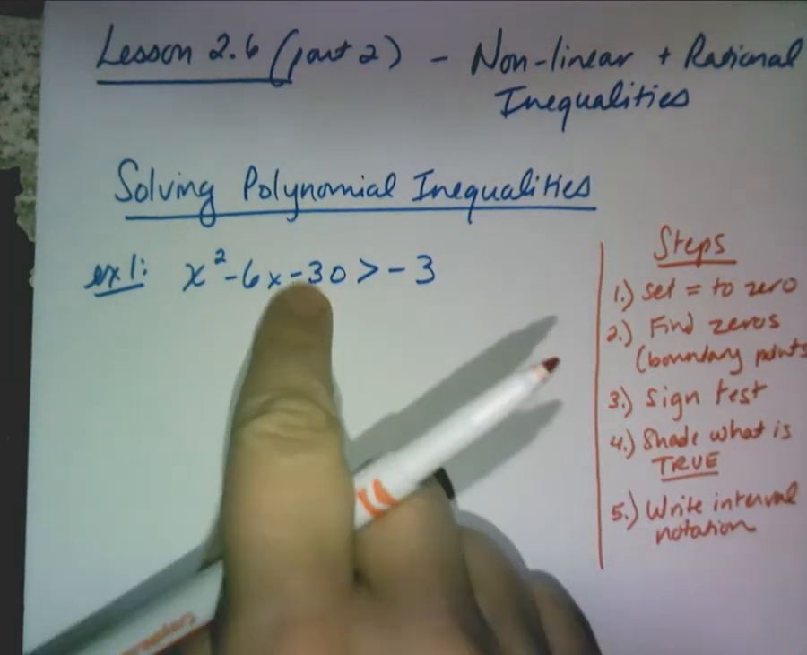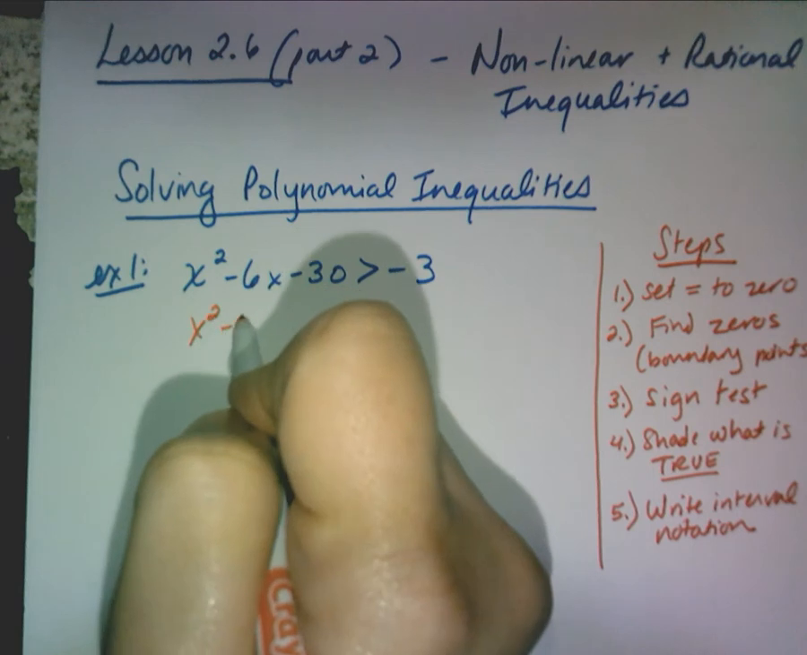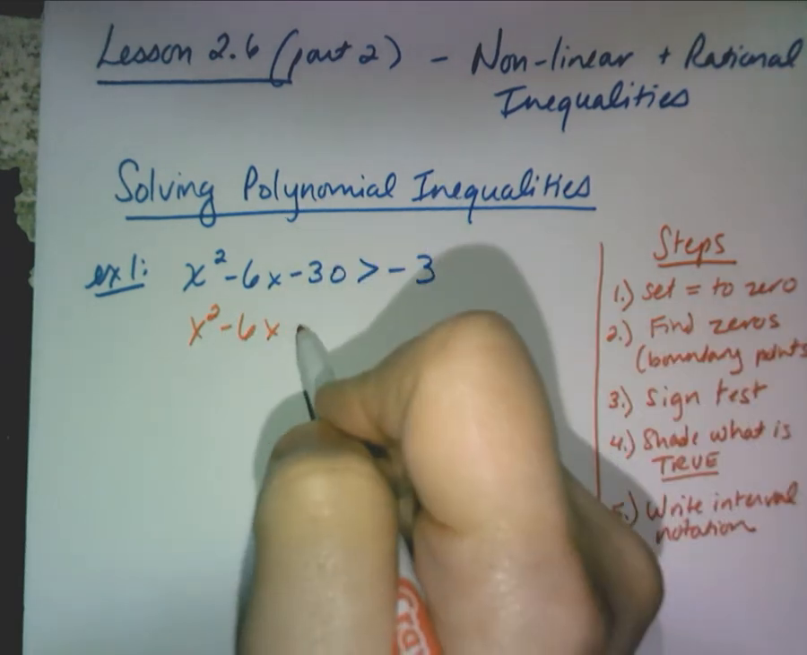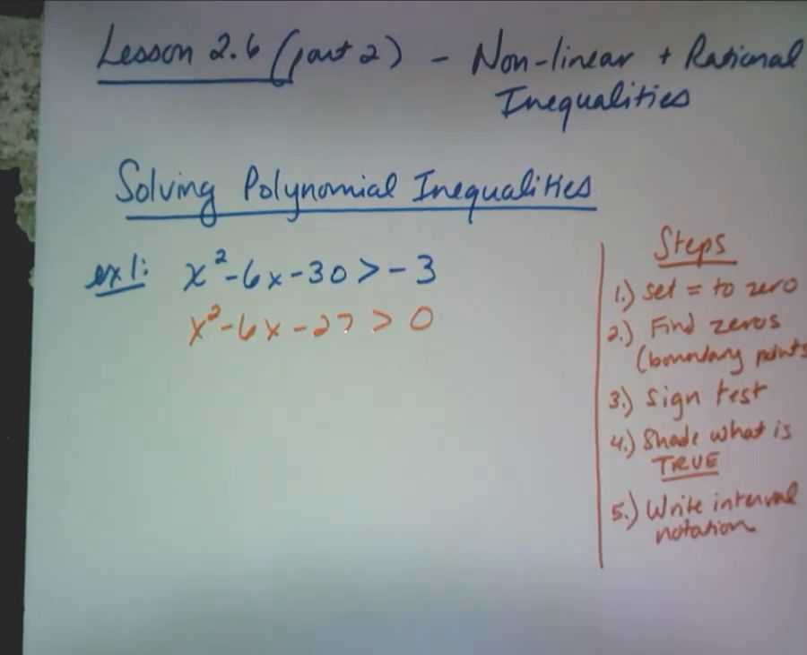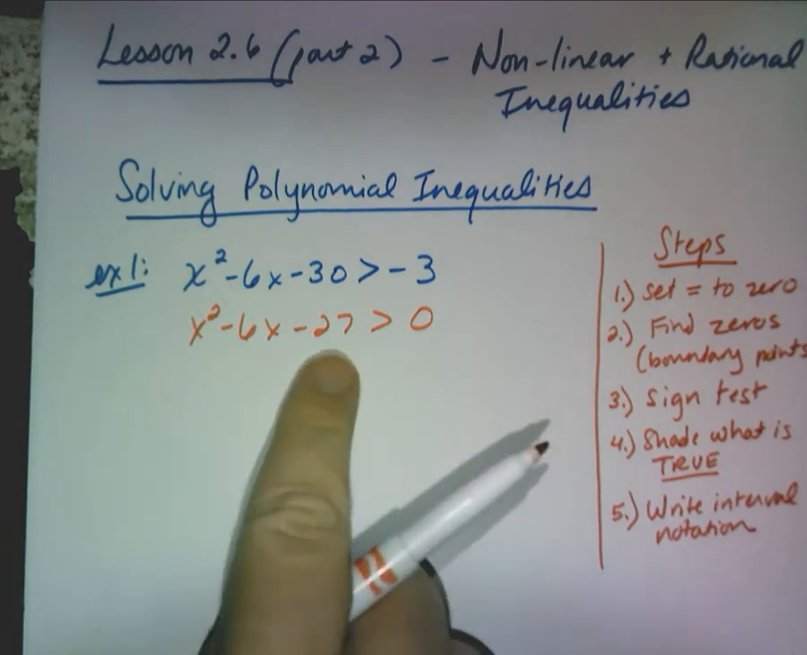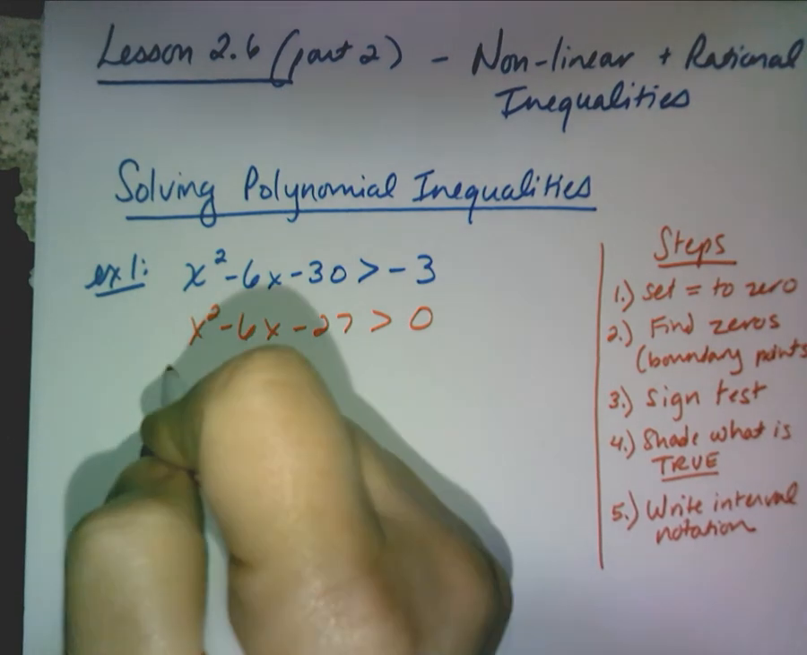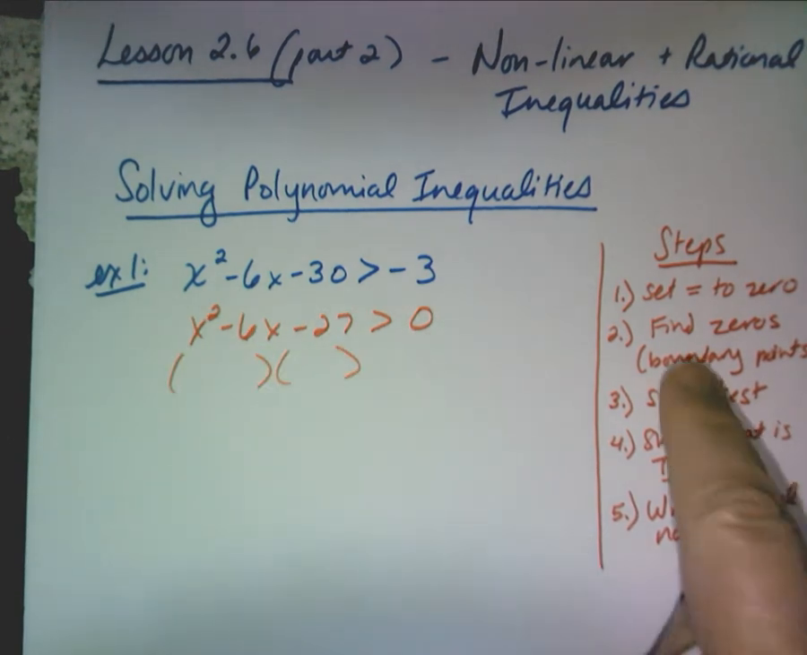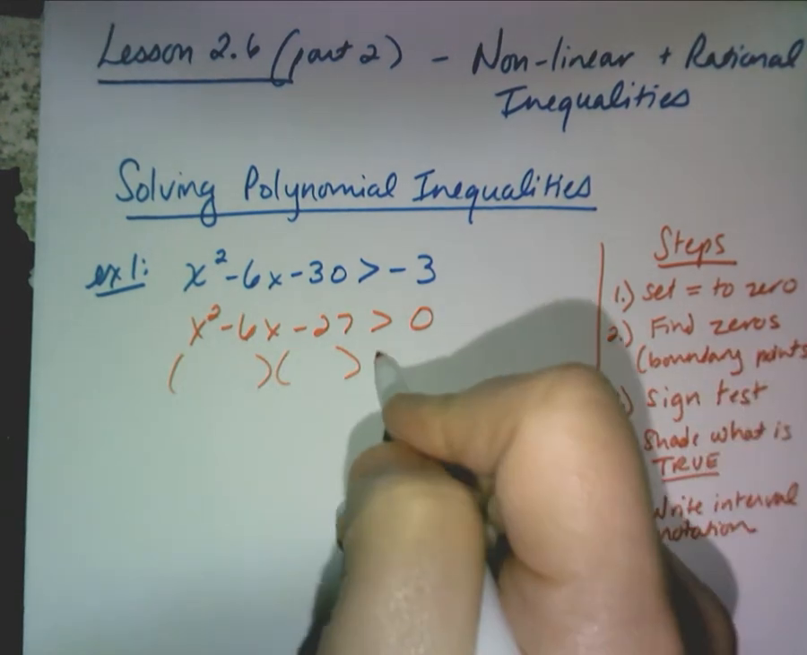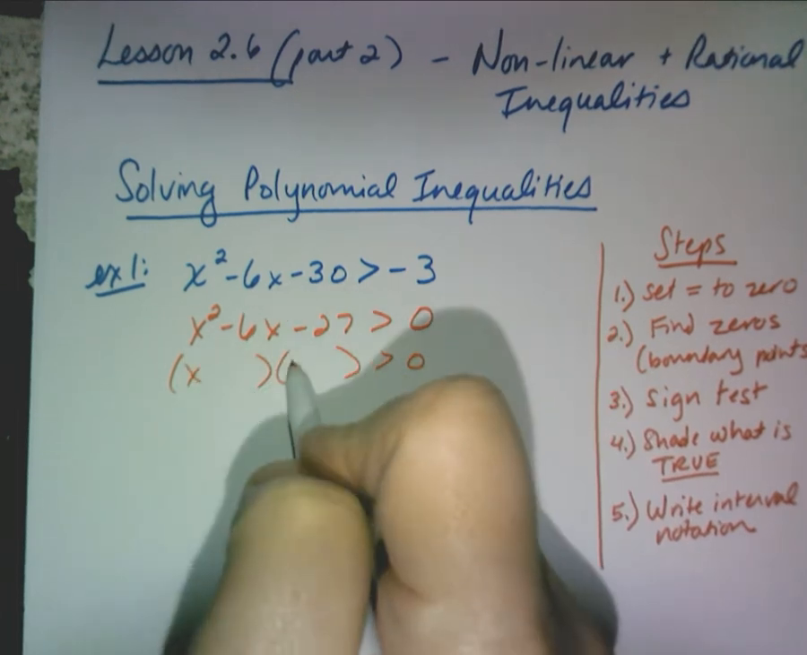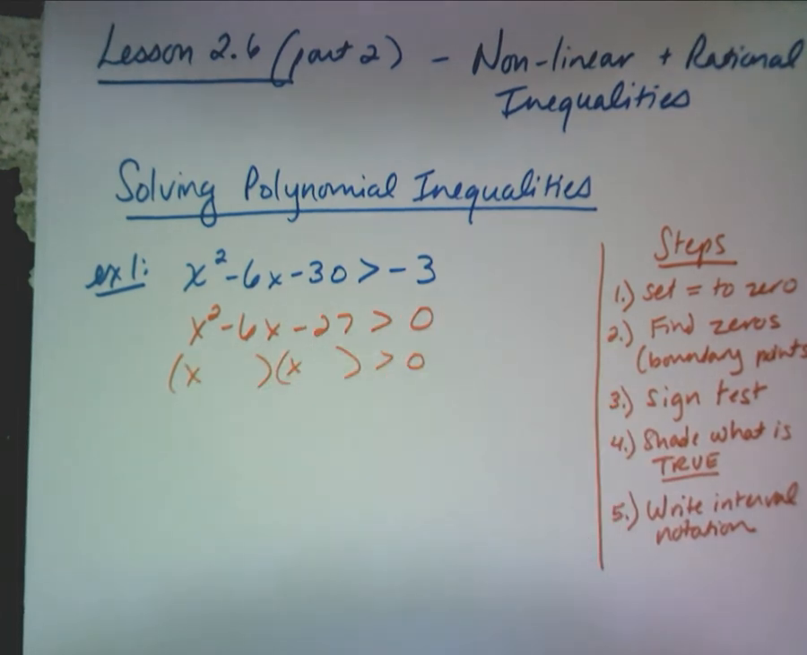So set this equal to 0. This would be x squared minus 6x minus 27 is greater than 0. Do you all agree to that? Okay, now, in your little mathematical heart, you should want to do something to this little trinomial. What do you want to do to him? Let's factor him, because what we're doing right now is finding those zeros. Okay, so x, 2 numbers multiplied, negative 27, add to negative 6.